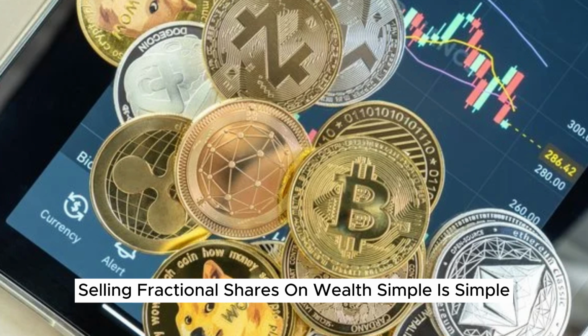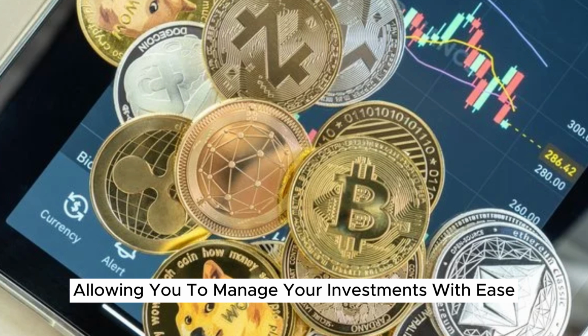Selling fractional shares on Wealthsimple is simple and efficient, allowing you to manage your investments with ease.